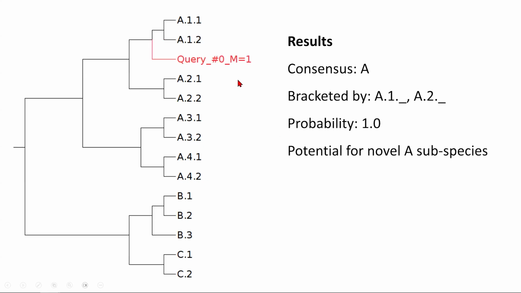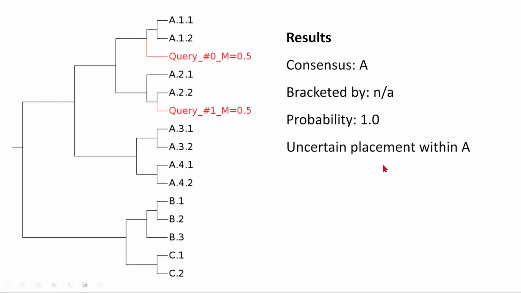And then here we have another situation. Again, consensus is A, and it's bracketed by A1, but then the rest of A is not clear, or it's bracketed by A2, and there's an uncertainty behind that. Again, probability is 1. It's a potential novel subspecies.